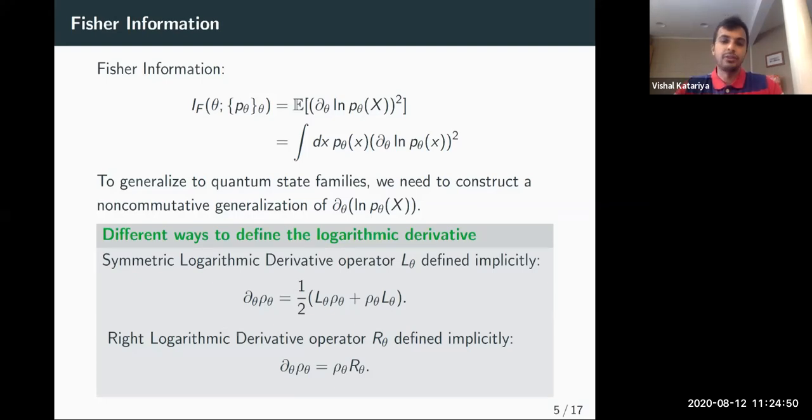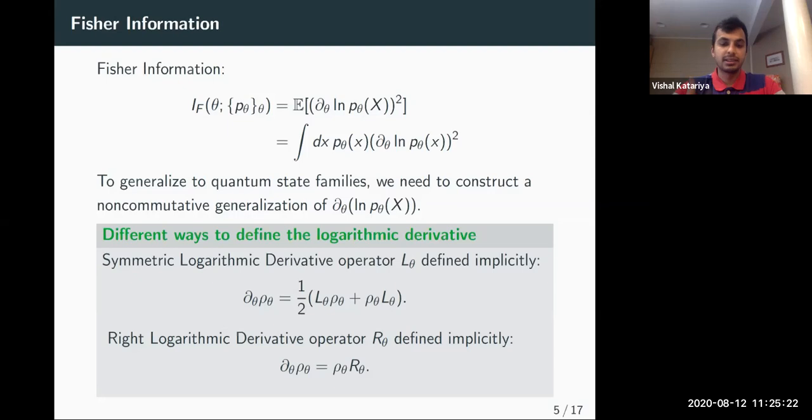Now, this is a non-trivial task, mainly because quantum mechanics is non-commutative, and the logarithmic derivative, therefore, is not a scalar, not a number, it's actually an operator, and there's an infinite number of them. Two of them that are the most popular, or maybe the most studied, are called the SLD and the RLD operators. The SLD refers to the symmetric logarithmic derivative, which is usually given by the letter L. It's defined implicitly via this differential equation.